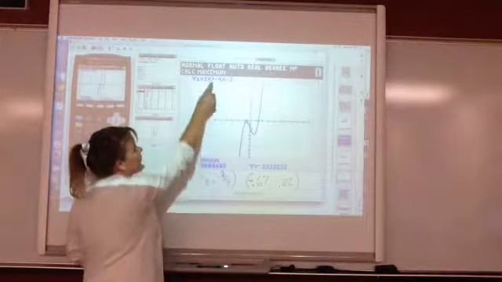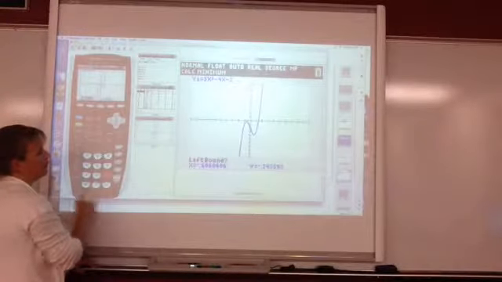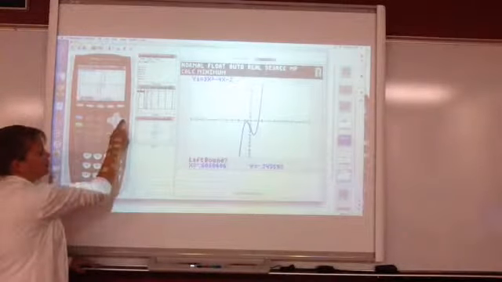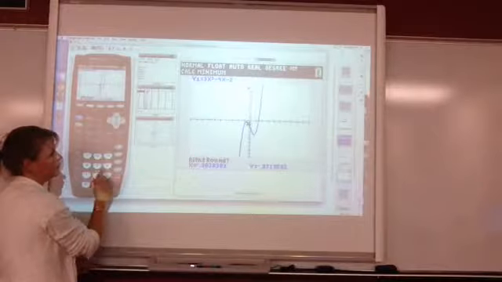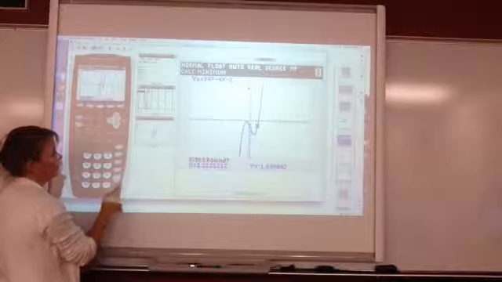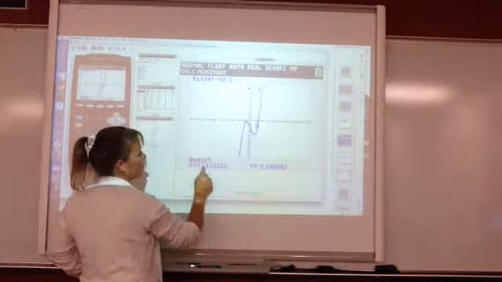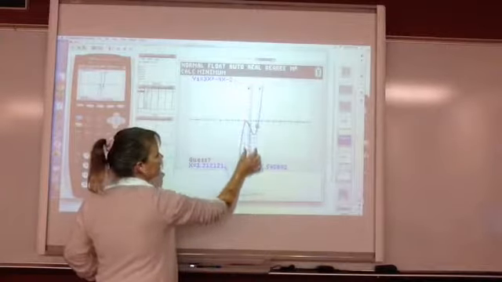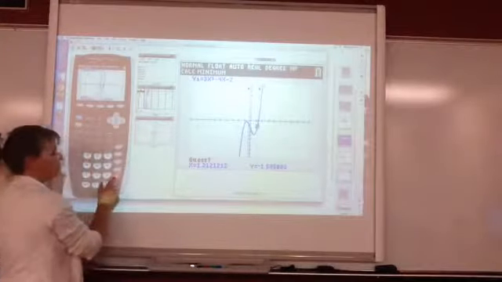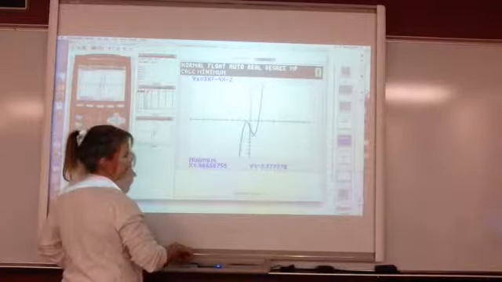Now we're going to go to the relative minimum. Same idea. Calculate. This time the minimum, number 3. You have to get a left boundary somewhere to the left of that minimum, of that valley. Hit enter. Go around and keep going until you get to the right side of that area. Hit enter. Should it guess in this area somewhere around 1.2? Yeah, that's a good guess. In that area, it's around that minimum, and then your cursor blinks exactly on the minimum.